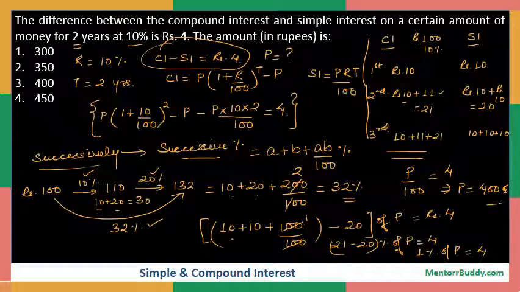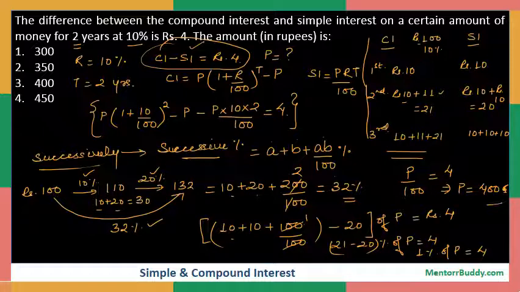Let me repeat this once again. A quick recap of what we have done in the second method. As I said, successive percentage is a very useful concept, which means when there is successive increment or decrement of a value, it is calculated as A plus B plus AB upon 100. Now, the question says the difference between the compound interest and simple interest on a certain amount of money for 2 years at 10% is rupees 4. So I can write it as compound interest minus simple interest is equal to 4 rupees.